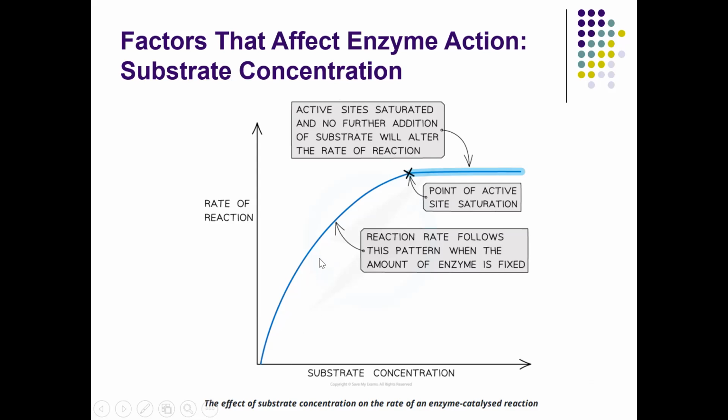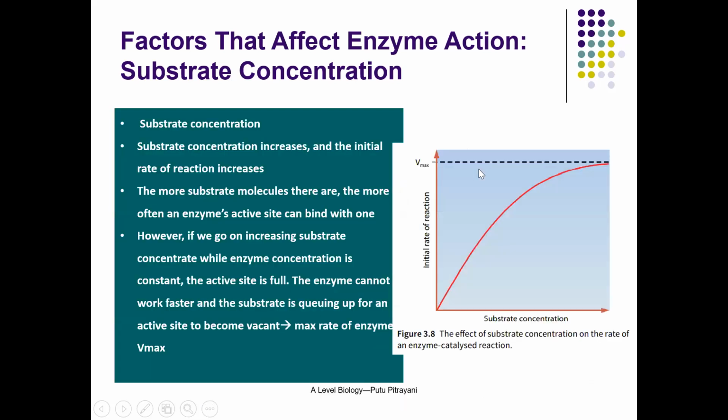Initially in the reaction, if you give more substrate, the enzyme will speed up the chemical reaction more because more substrate is available to bind with the enzyme. But at some point, if you continuously increase the substrate concentration without increasing the number of enzymes, the active sites of the enzyme will be full of the substrate. As a consequence, the more substrate you give, there will be no effect because there is no available active site to bind the substrate. That's why the rate of the reaction becomes constant. And this is what we call the point of active site saturation.